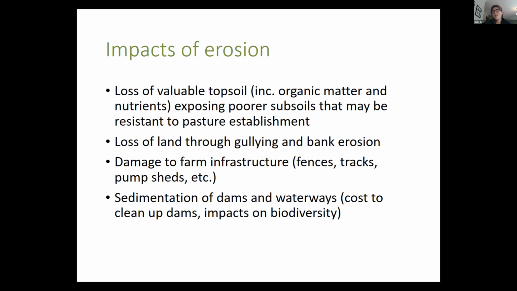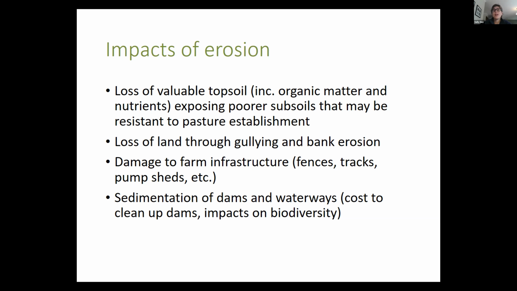The other less thought about impact, I think, is that we can also generate pretty large volumes of sediment coming out of these gullies. And if you have a dam downstream of these gullies, all of that sediment is going to end up straight in your dam or in the receiving waterway at the downstream end. So if you have to get equipment in to desilt your dams regularly, that's going to come at a cost to you.